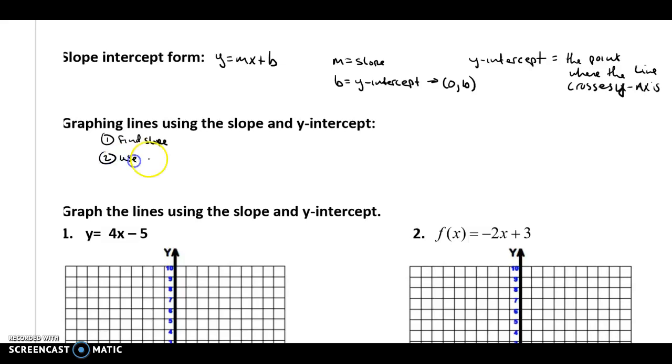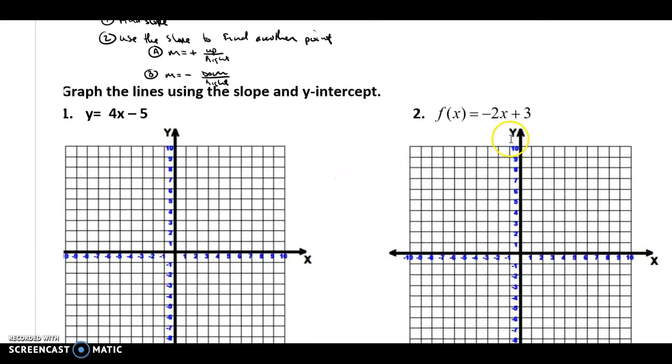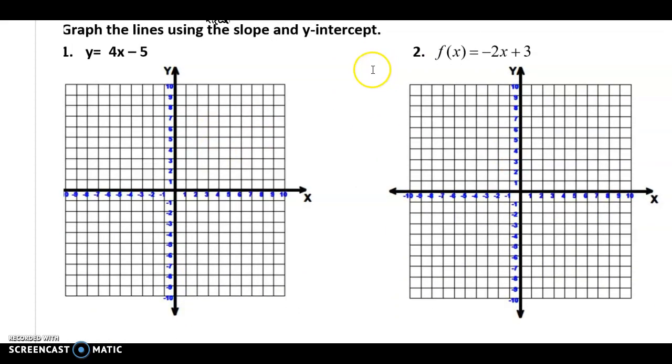Second, we use the slope to find another point. You have to understand we only need 2 points to graph a line. Now, if your slope is positive, you're going to go up the number of units in the numerator, right the number of units in the denominator. If your slope is negative, you're going to go down the number of units in the numerator and right the number of units in the denominator. We don't discuss anything going left, right?